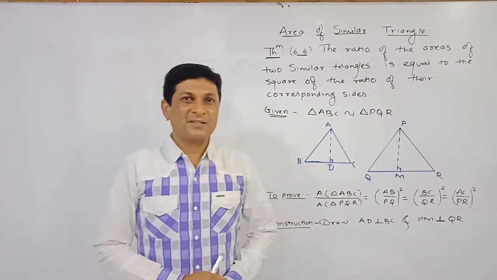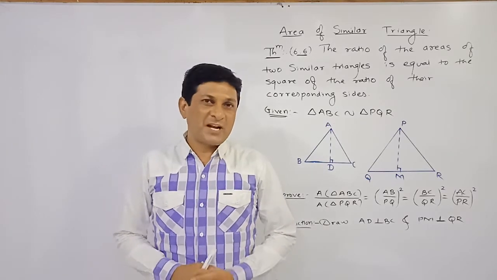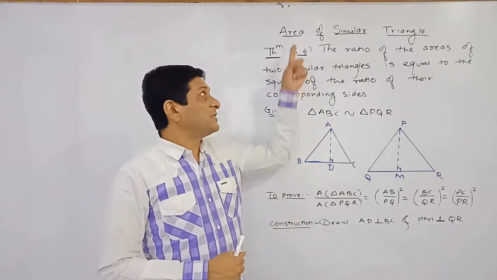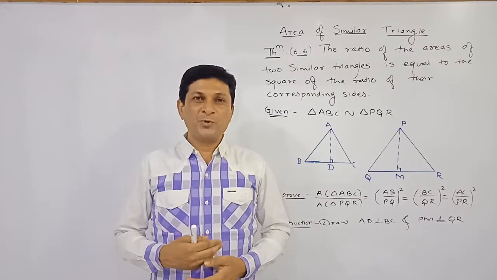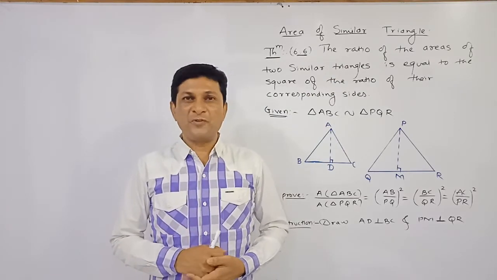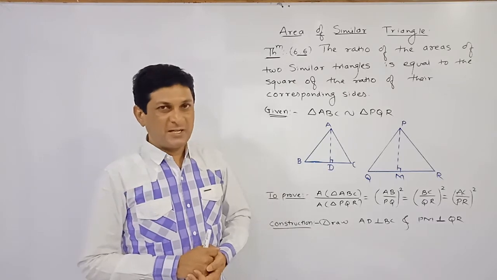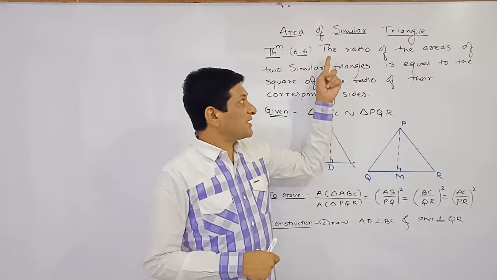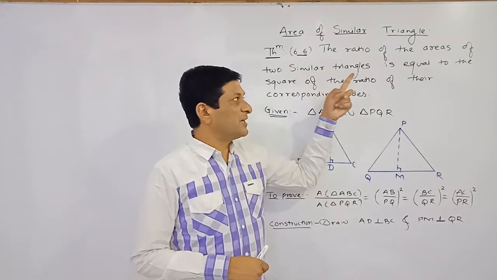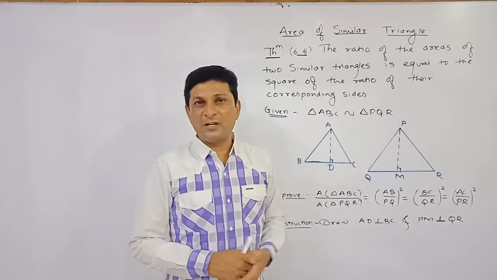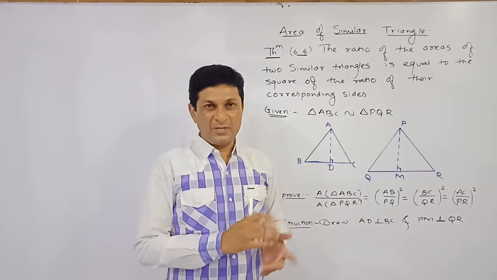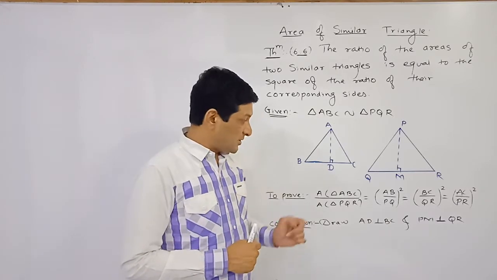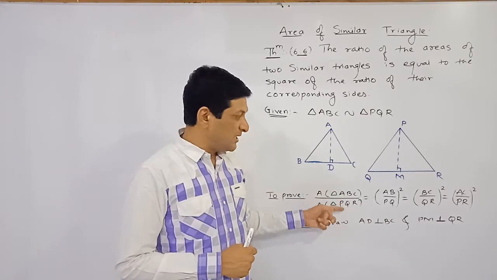Hello friends, today we are starting the next article from this chapter, that is area of similar triangles. In this case we are going to prove an important formula to find the ratio of areas of two similar triangles. So observe the statement: the ratio of areas of two similar triangles is equal to the ratio of their corresponding sides. It is given that two triangles are similar and we have to prove this for the ratio of areas of these two similar triangles.